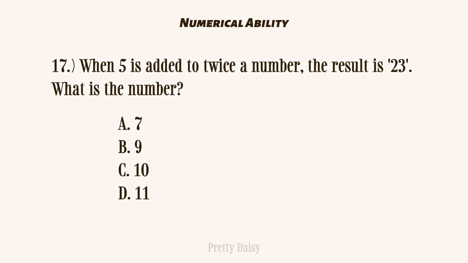17. When 5 is added to twice a number, the result is 23. What is the number? A. 7, B. 9, C. 10, D. 11.